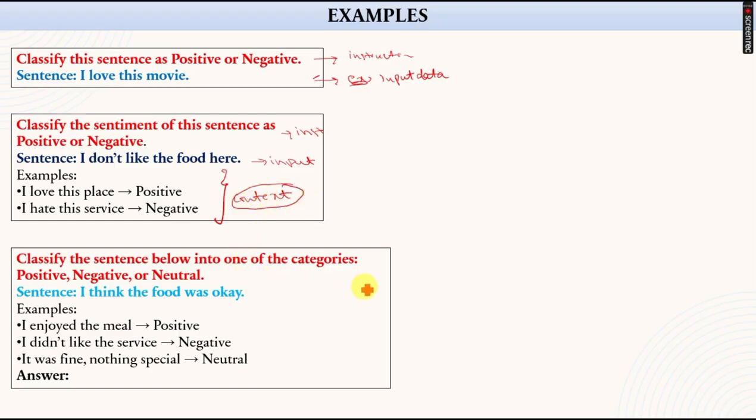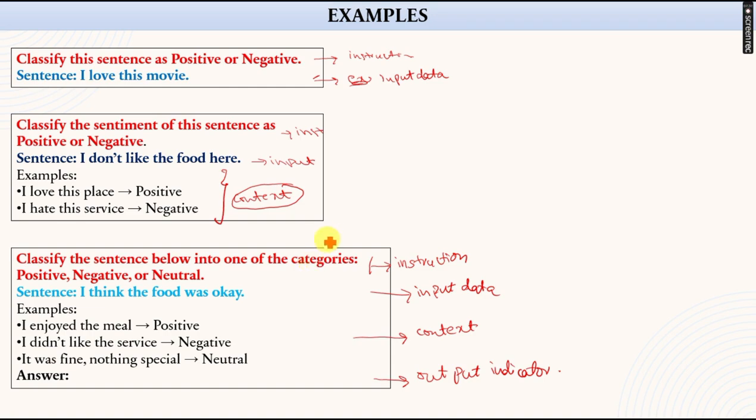In the third example, classify the sentence below into one of the categories: positive, negative, or neutral. Sentence: I think the food was okay. Examples: I enjoyed the meal. Positive. I didn't like the service. Negative. It was fine, nothing special. Neutral. Answer. Now, this prompt includes everything: instruction, input, and even an output indicator with the word answer, suggesting the expected format. It also includes strong contextual examples. This kind of prompt is well engineered and helps the AI give a high-quality, consistent answer.